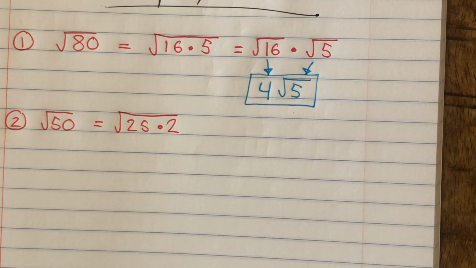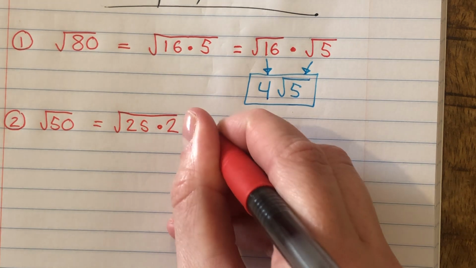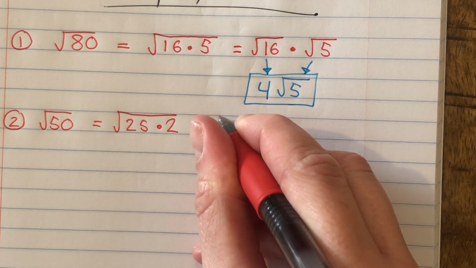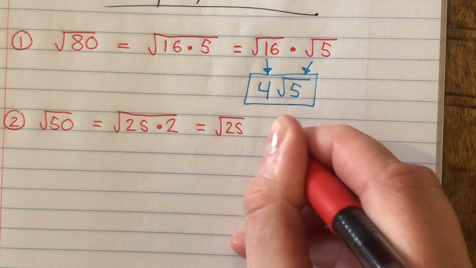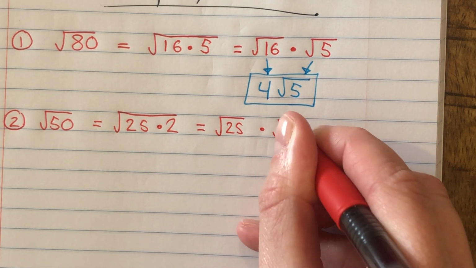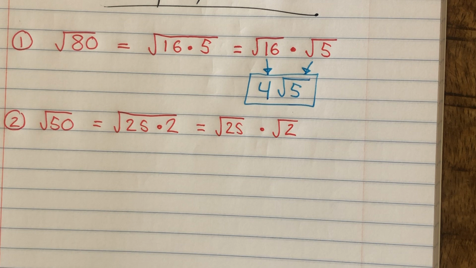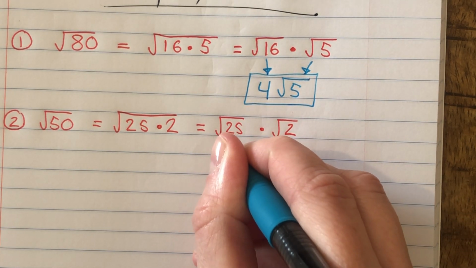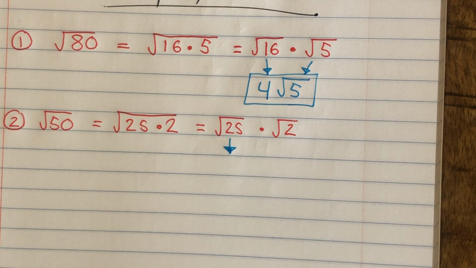And then my next step is to put all of these underneath their own radicals. So the square root of 25 times 2 is exactly equivalent to the square root of 25 times the square root of 2. And now, my next step is to solve my perfect squares that exist. 25 is a perfect square. What is the square root of 25? It is 5.